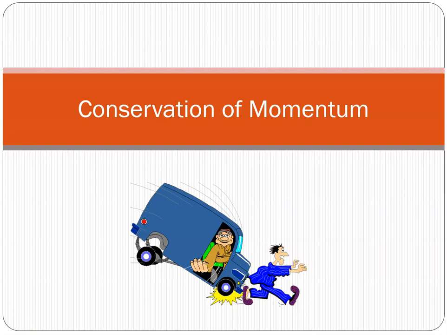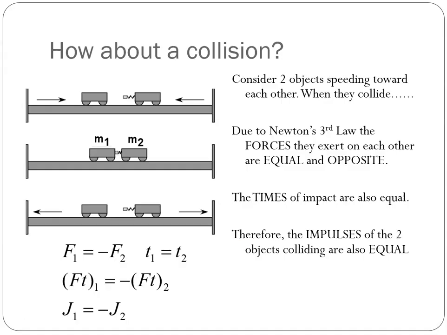This video is about conservation of momentum. So we've been going through impulse and momentum, and we've been focusing on what happens to a single object when it collides with something or gets hit by something. But with conservation of momentum, we're going to be looking at two movable objects and what happens when they collide. So conservation of momentum is all about collisions.